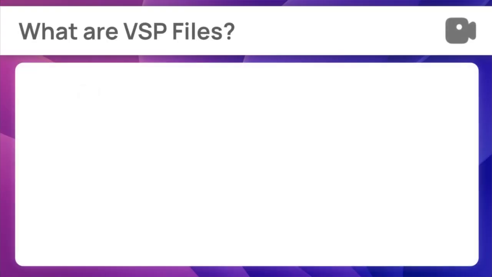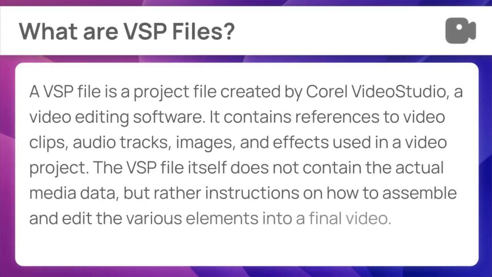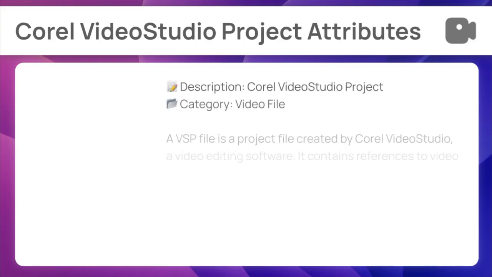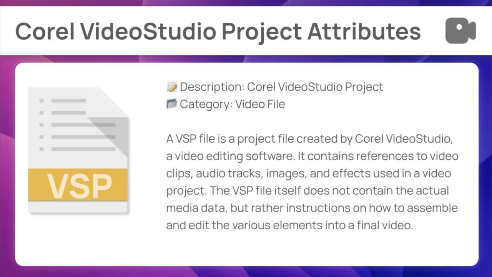The foundational design of VSP positions it within the video file area. Its metadata is consistently defined by the Corel VideoStudio Project type. A VSP file is a project file created by Corel VideoStudio, a video editing software. It contains references to video clips, audio tracks, images, and effects used in a video project. The VSP file itself does not contain the actual media data, but rather instructions on how to assemble and edit the various elements into a final video.